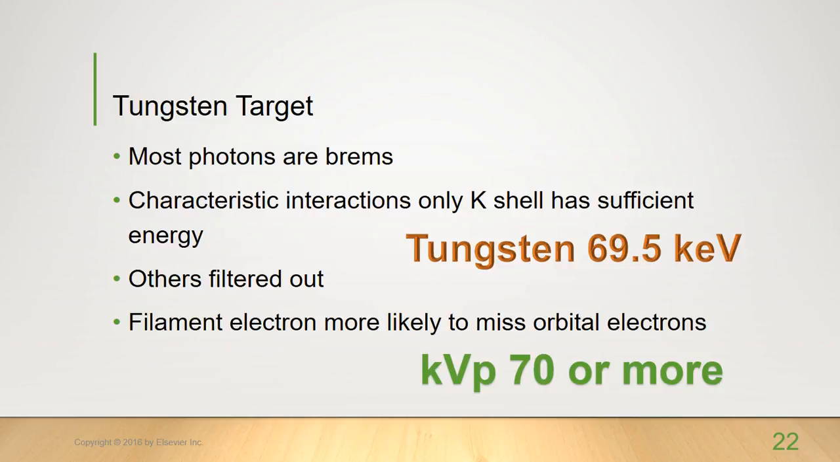But the second reason is the filament electron is more likely to miss the orbital electrons because they're in constant motion, and the atom is mostly empty space. So why are the majority of the target interactions with tungsten targets brems? Number one, for characteristic interactions, only the K shell has enough energy to do something with, and the filament electron is more likely to miss the orbital electrons. So you want it to get close to the nucleus so that it can create a brems interaction.